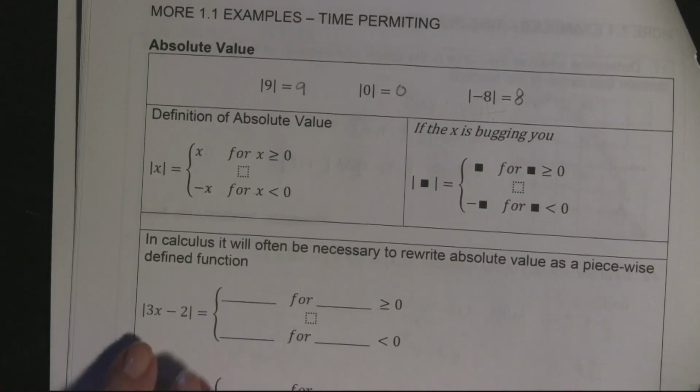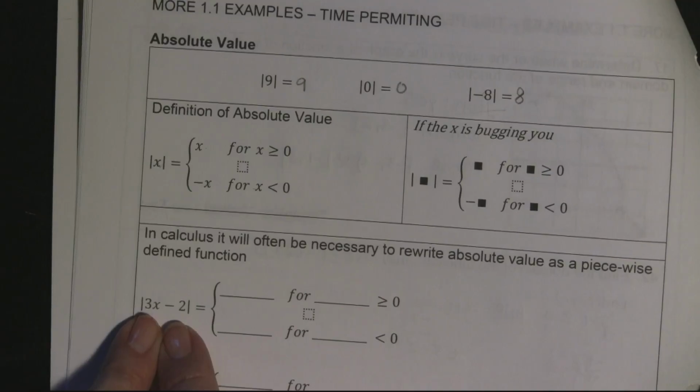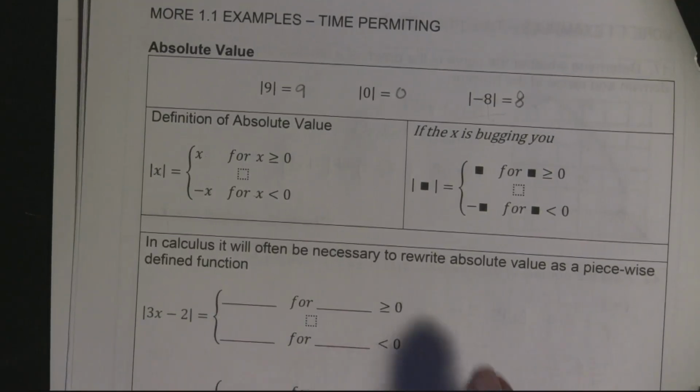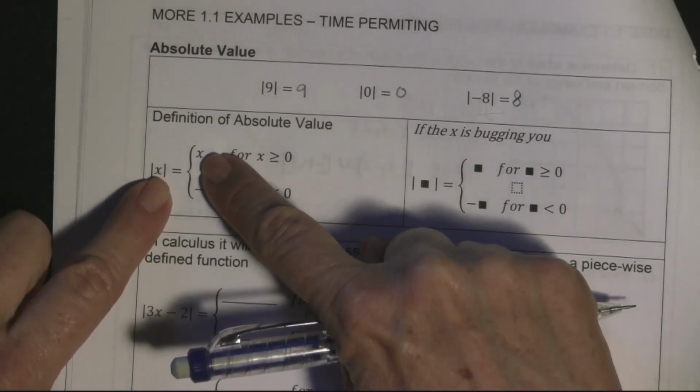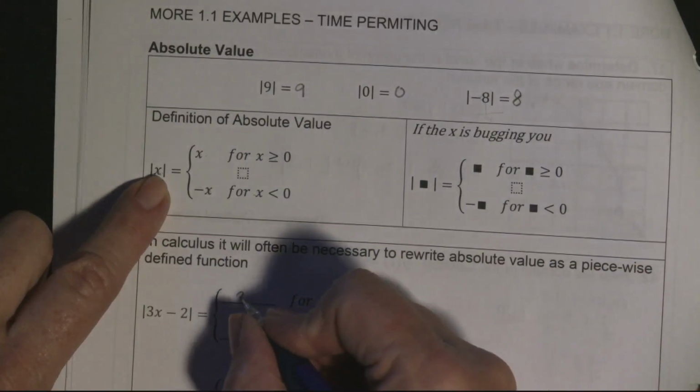Anyway, so in here I have 3x minus 2, and so just following this, you put exactly what you had on the inside of your absolute value right here, 3x minus 2.